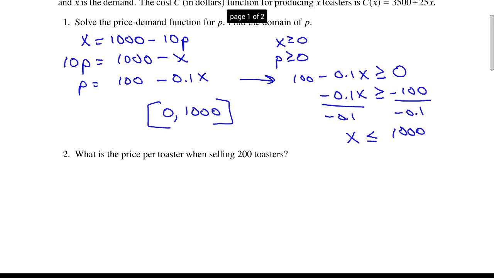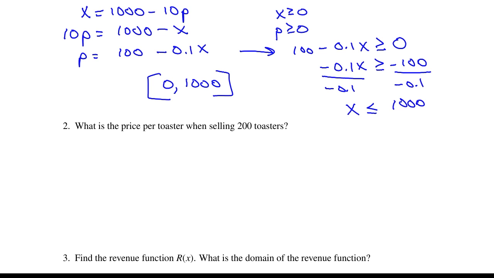All right, question 2. What is the price per toaster when selling 200 toasters? So that would be p of 200 when p is a function of x. We use the price demand function. So we get 100 - 0.1 times 200, and that is $80.